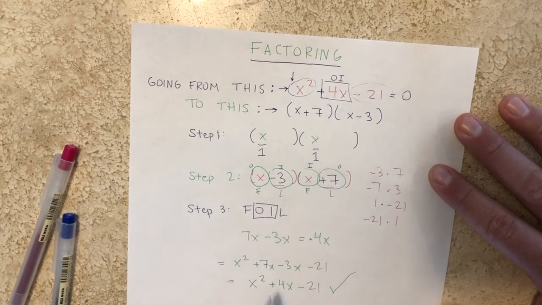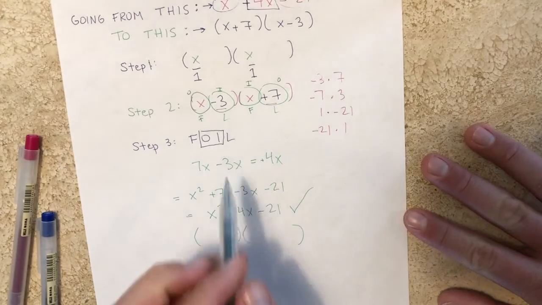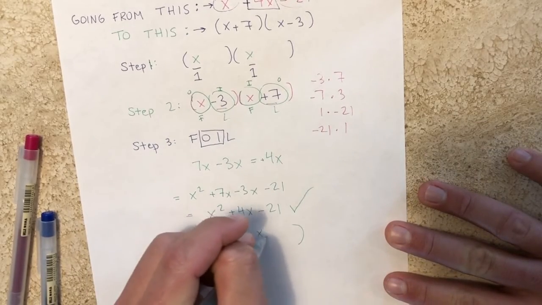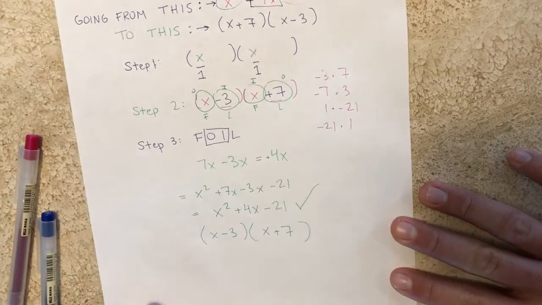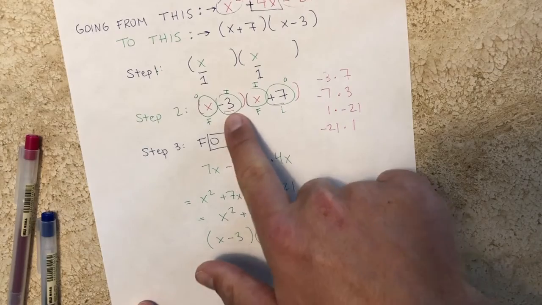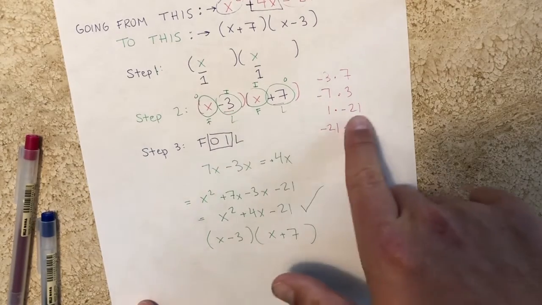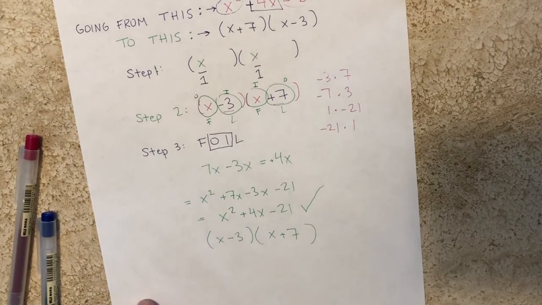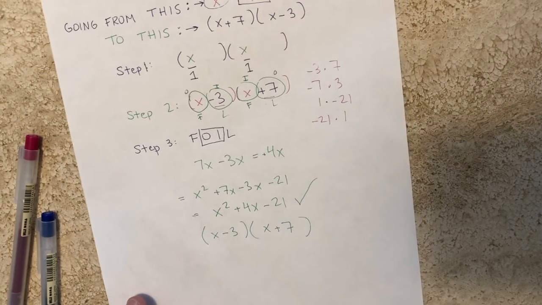If you FOIL it, get back to where you started, then you know that your answer is this, (x minus 3)(x plus 7). If I didn't do it right the first time, we just have to switch the 3 and the 7. Maybe we put a negative here and a positive here. You know, it's a trial and error process, but eventually you will get the right answer.